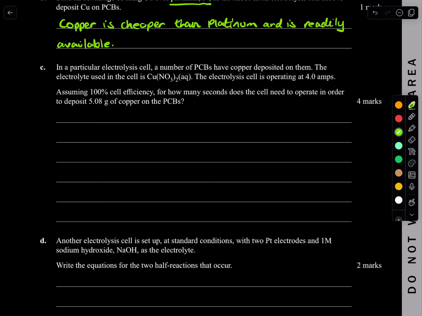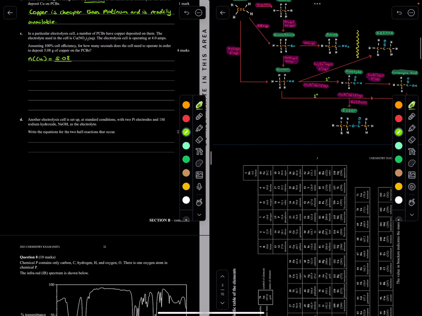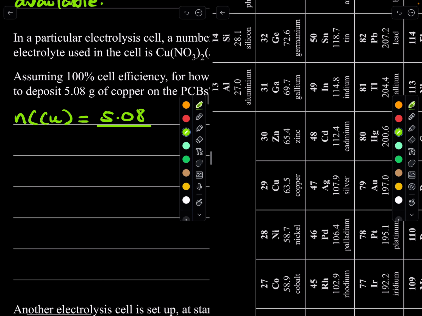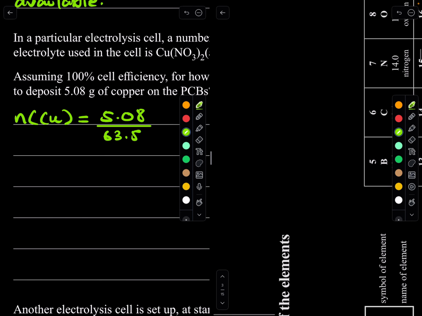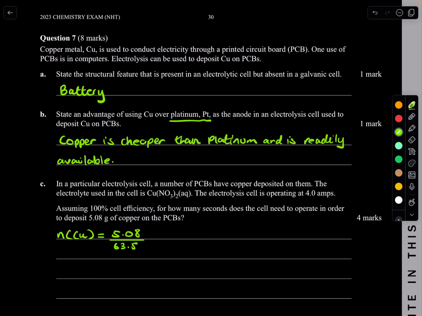So what we need to first do is calculate the number of moles of electrons. To get there, we are going to calculate the moles of copper first. Moles of copper is the mass, 5.08, divided by the molar mass of copper, which I have no idea what it is, so let's check that out. Molar mass of copper. Where are you, copper? 63, wait, is that it? Yep, 63.5. Done.